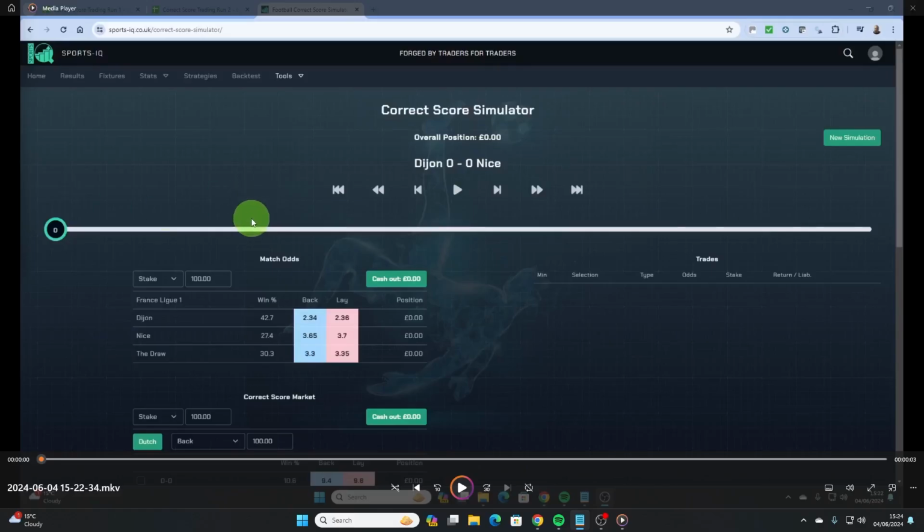We are going to use the Sports IQ Correct Score Simulator to model our games. This simulator is so impressive. The speed at which you can test your strategy is second to none. I have not seen any correct score simulator perform like this previously.